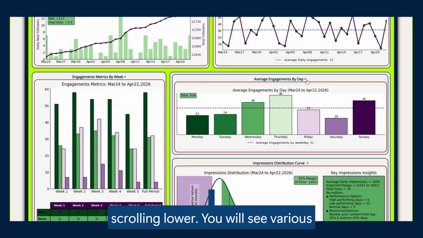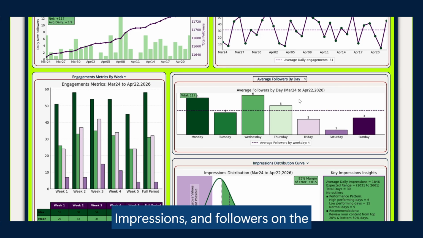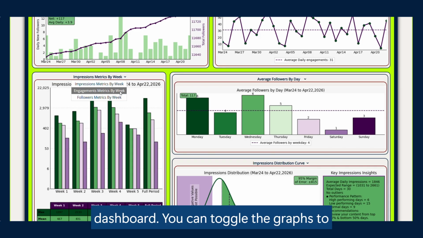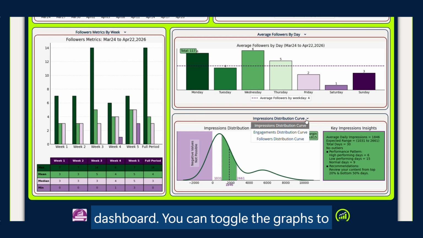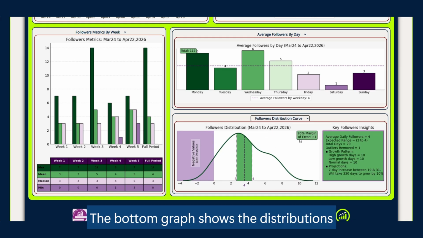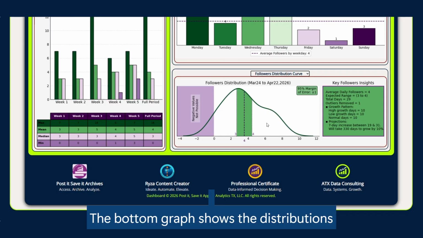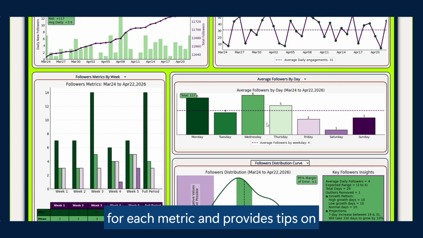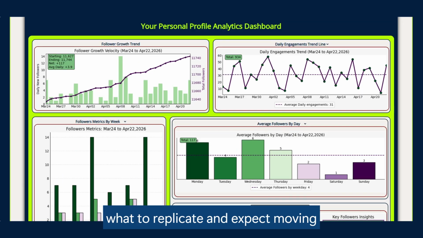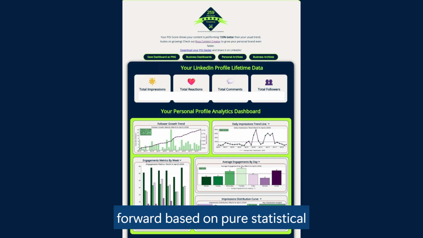You will see various performance trends for your engagements, impressions, and followers on the dashboard. You can toggle the graphs to see each metric individually. The bottom graph shows the distributions for each metric and provides tips on what to replicate and expect moving forward based on pure statistical calculations.